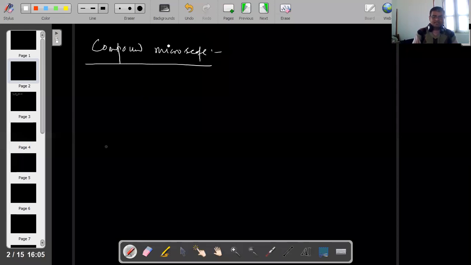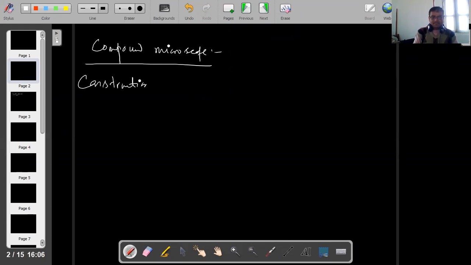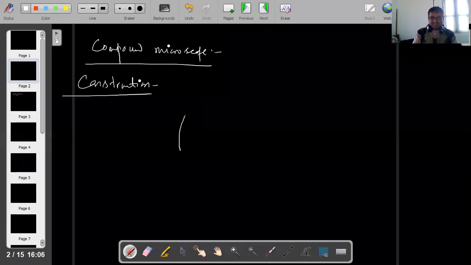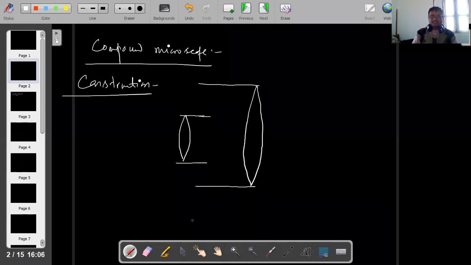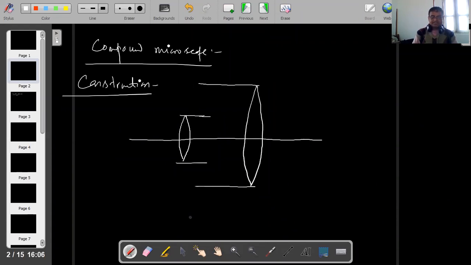Now construction. What is the construction of a compound microscope? Write down. Construction. Look, there are two lenses: one is a very small lens, another is a big lens. Try to understand this. Clear? The small lens is taken in a tube and the big lens is also taken in a tube like this. And they are coaxially placed. Coaxially placed means common axis.